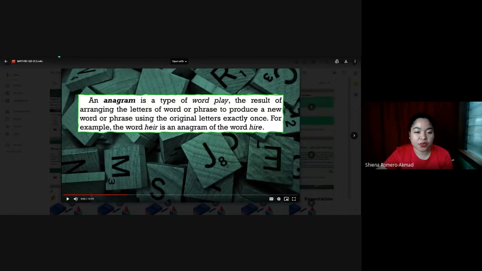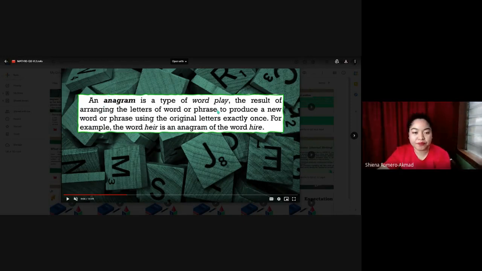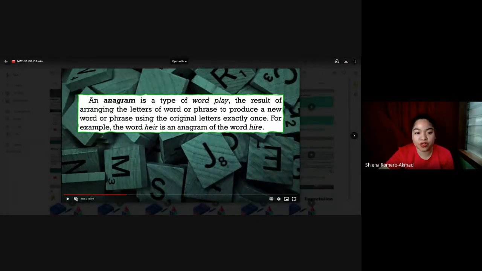And to start our lesson proper, here is a trivia. If you know the word anagram, it is a type of wordplay. It is the result of arranging the letters of a word or phrase to produce a new word or phrase using the original letters exactly once. For example, the word air is an anagram of the word hair. If you can see here, there are four letters, that's H-A-I-R.